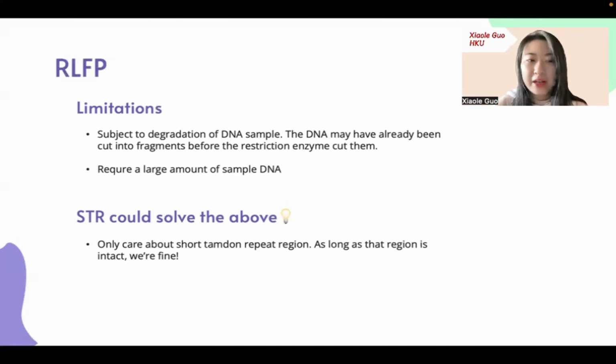And here's when STR analysis comes into play. STR could solve the above because we only care about short tandem repeat regions. So as long as those regions are intact, then we are fine, and we don't need as large an amount of sample DNA as we do in RFLP.